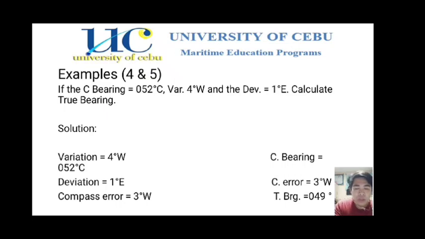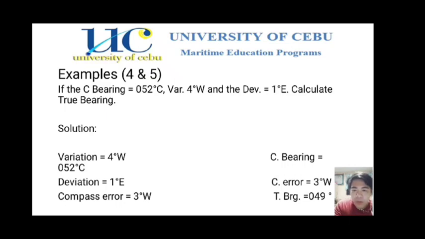So this is the solution on how to get the true bearing. First, the variation is equal to 4 degrees west and the deviation is equal to 1 degree east. First we must get the compass error. The compass error is equal to 3 degrees west, because 4 degrees west from variation and 1 degree east for deviation, so minus because of the opposite direction.